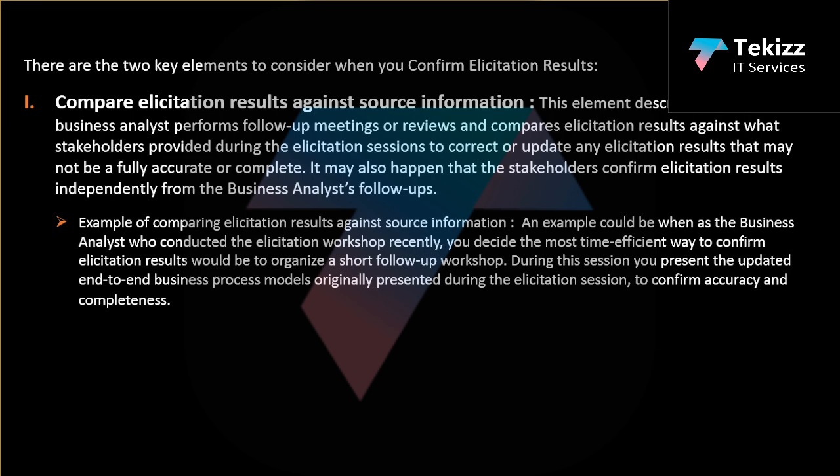If we give an example of comparing the elicitation result against the information source, it could be when, as the business analyst who conducted the elicitation workshop recently, you decide the most time efficient way to confirm the elicitation result would be to organize a short follow-up workshop. During this session, you present the updated end-to-end business process model and the one originally presented during the elicitation session. You do this activity to confirm the accuracy and completeness.